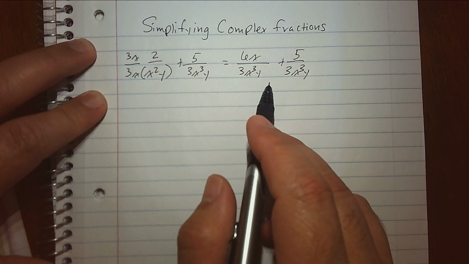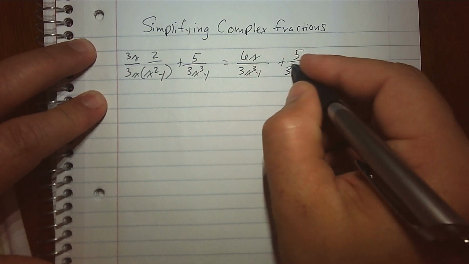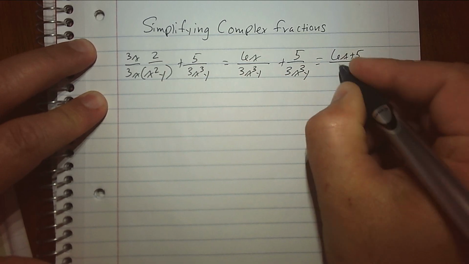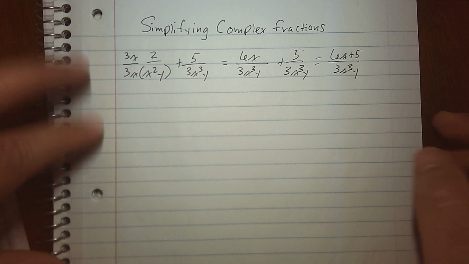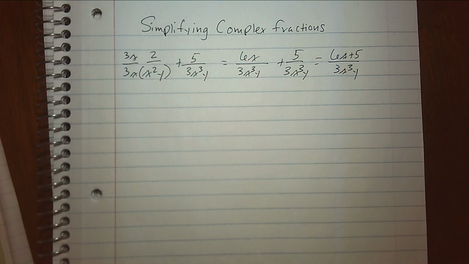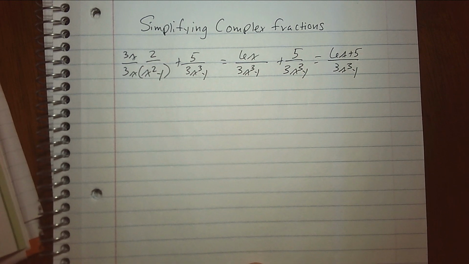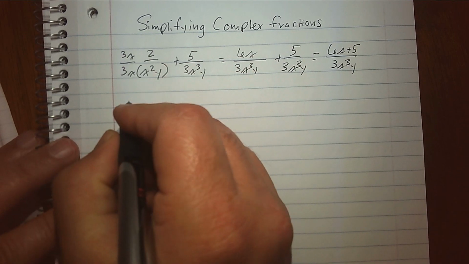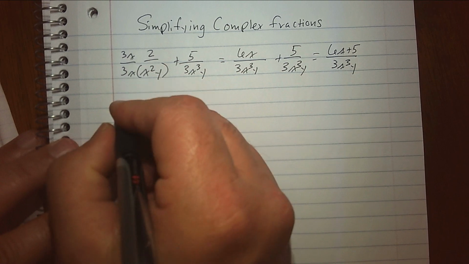Thank God for fences. All right, so since they have the same denominator, we just add these two, and we can't really add them, so it's just 6x plus 5 over 3x cubed y. So why do we need to remember that? Well, we're going to simplify these complex fractions, and of course, every lesson builds on the next, so we definitely are going to need to have those skills at our fingertips.